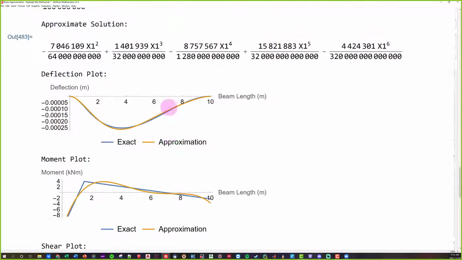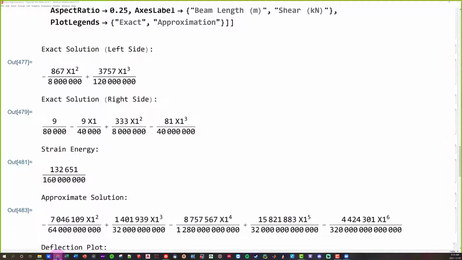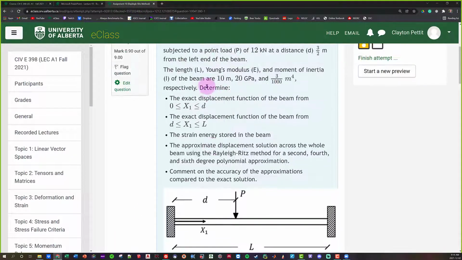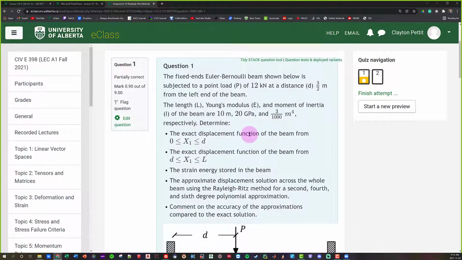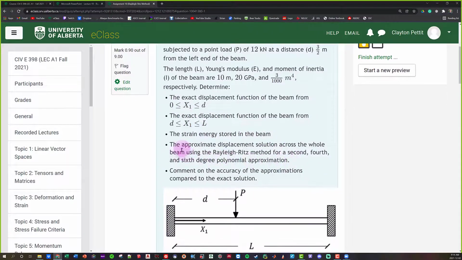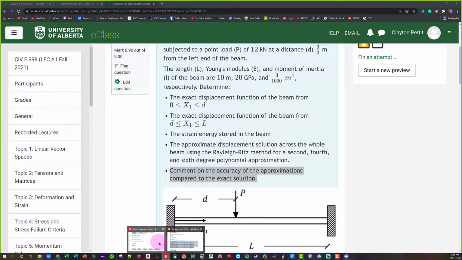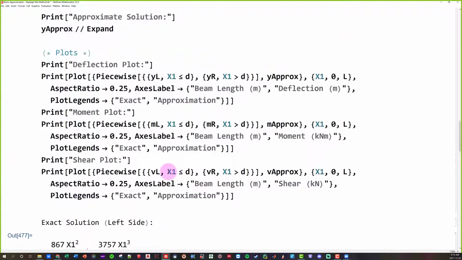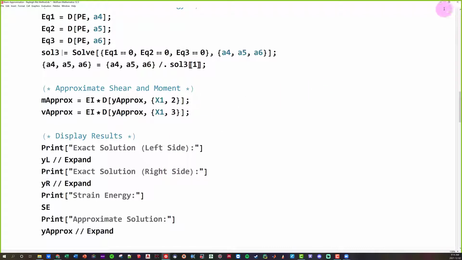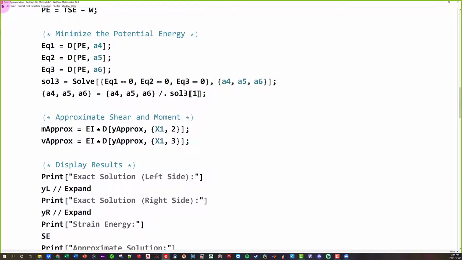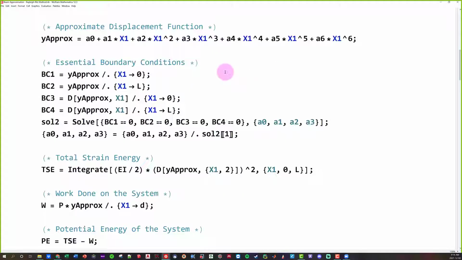So yeah, that's going to be the assignment. If we were to look back at the assignment now, it wanted the exact displacement, we did, for both of them. It wanted the strain energy stored, we did that. It wanted the approximation for a second, fourth, and sixth degree polynomial, we did all three. The only thing that you will have to do is just comment on the accuracy, and we basically also did that together. So this is the code, and actually no, this is not the code. No, this is the code. And this will be posted to eClass.